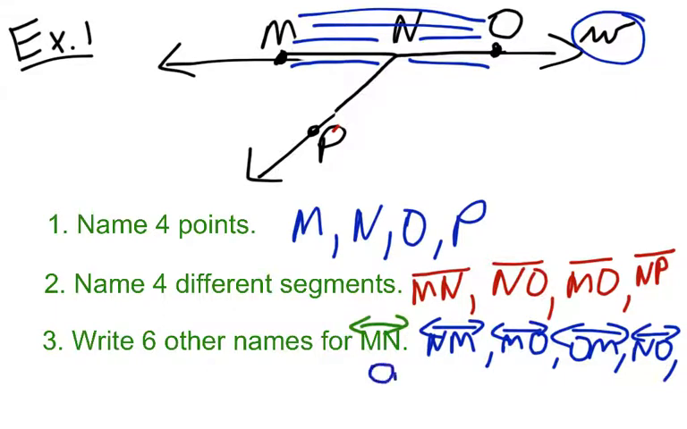ON, and we could also use the cursive letter W.